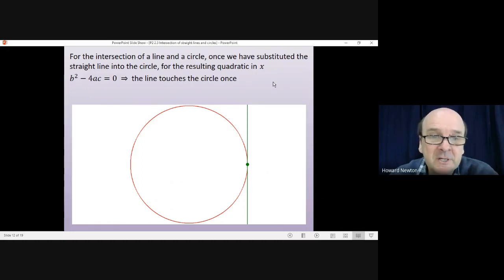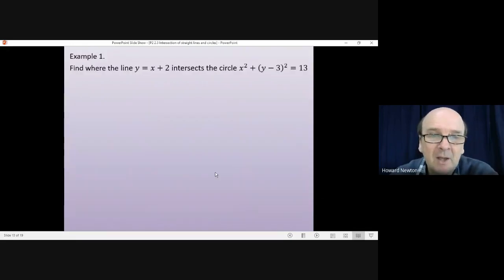And if the discriminant is negative, if it's less than 0, then the line does not touch the circle, it doesn't intersect the circle at all, and you get something like that. Okay, let's have a look at an example doing all of this.